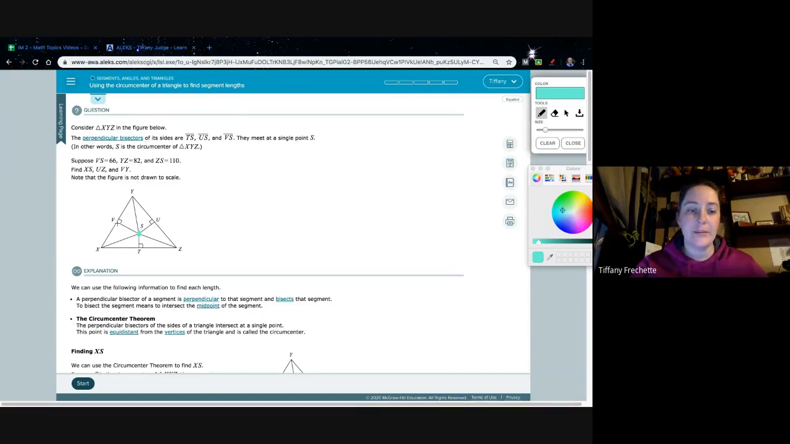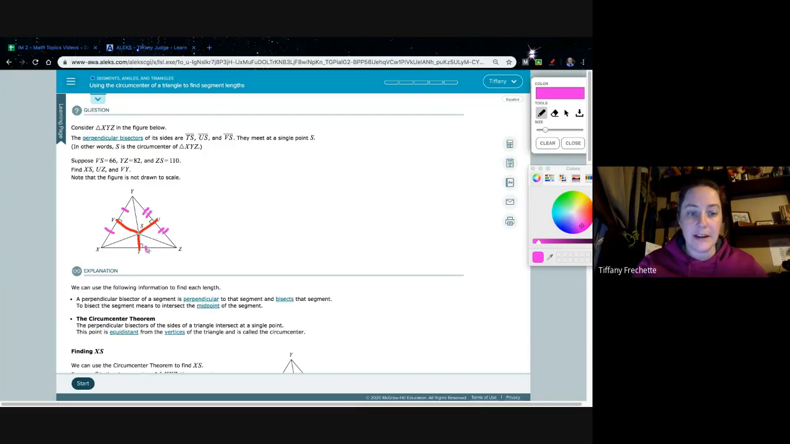So a perpendicular bisector is, and here I'll put this in a different color. So they say it's TS, US, and VS. So those were the perpendicular bisectors. So we can see that they're perpendicular with this mark, because that means 90 degrees. Bisector also gives us a bit more information. Bisector means that it cuts this in half.